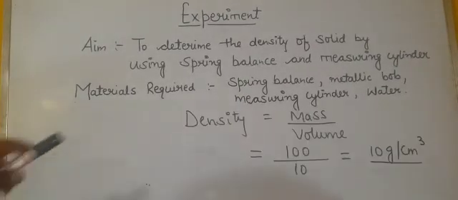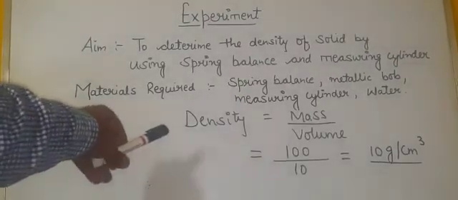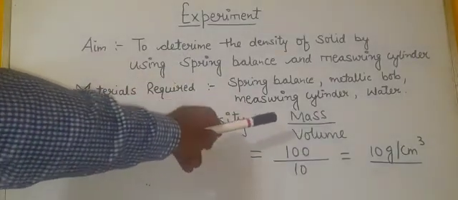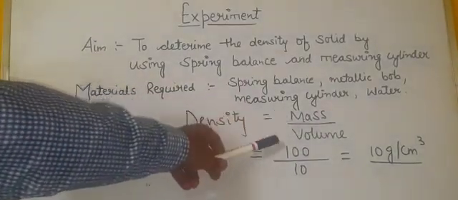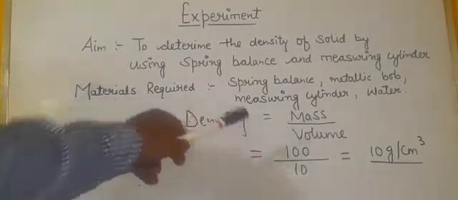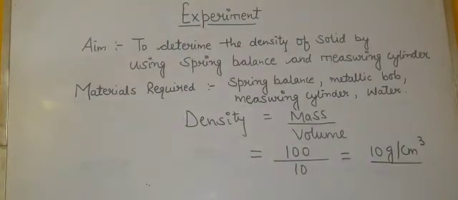So as we all know, density is equal to mass divided by volume. The mass of the metallic bob is 100 gram, volume is 10. So on solving, the density of the solid is equal to 10 gram per centimeter cube. So we can say that the density of the solid is 10 gram per centimeter cube.